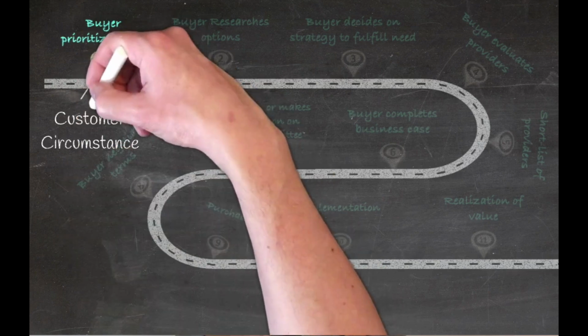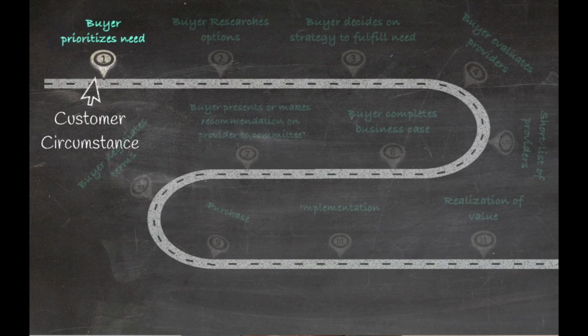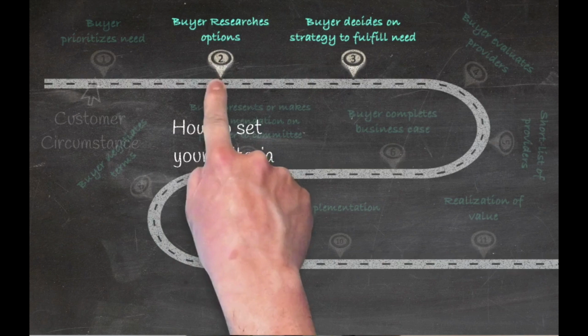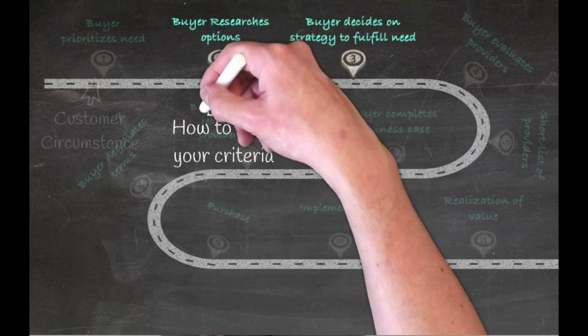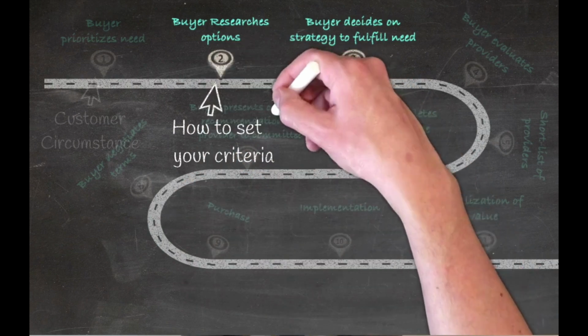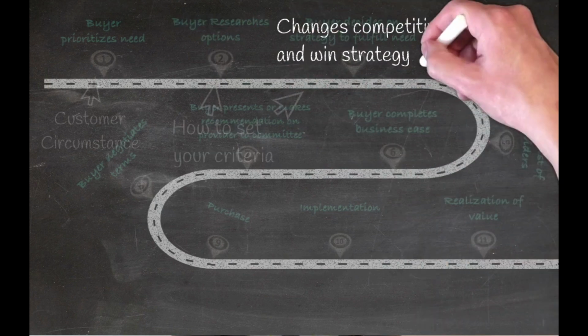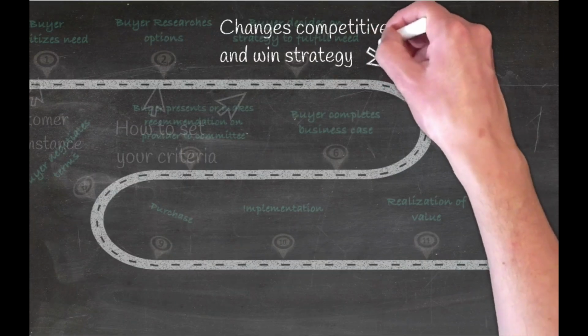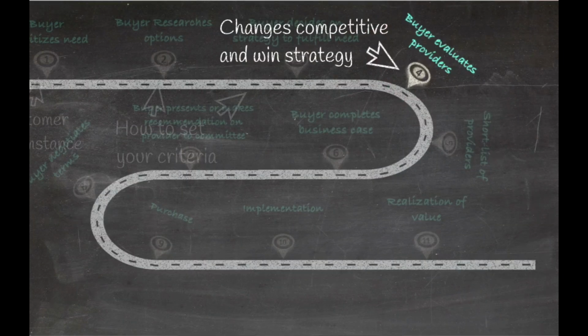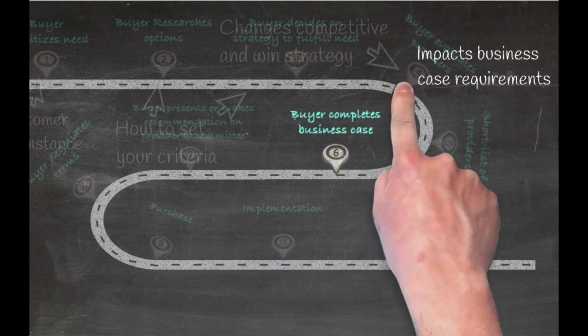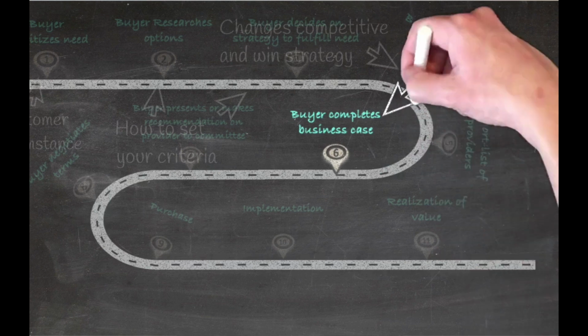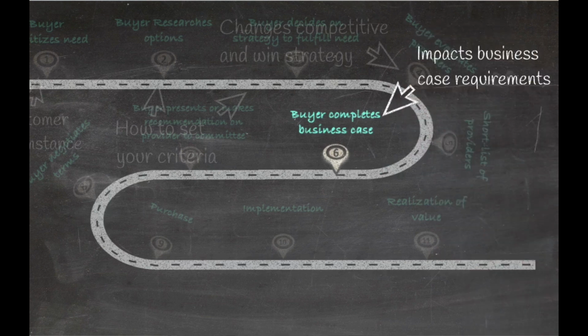Reflecting circumstance into the different needs, the options that the buyer may look at, and how to set your criteria into the evaluation process. It changes also your win strategy if your competition is different, for example, as now you become clearer on the customer circumstance that you are addressing. It impacts the business case requirements of your buyer as well, and what the revenue engine team members need to do to address these requirements.